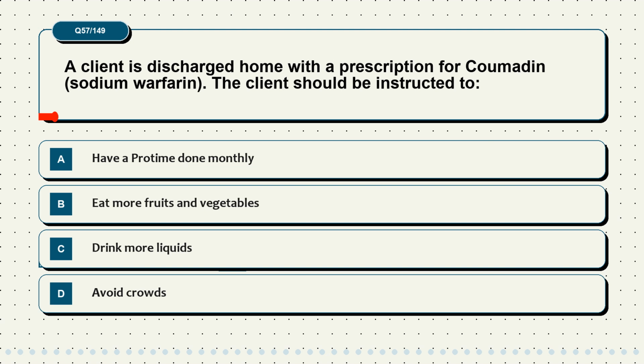Question 57. A client is discharged home with a prescription for Coumadin, sodium warfarin. The client should be instructed to. Here are the options. Option A. Have a prothrombin time done monthly. Option B. Eat more fruits and vegetables. Option C. Drink more liquids. Option D. Avoid crowds.